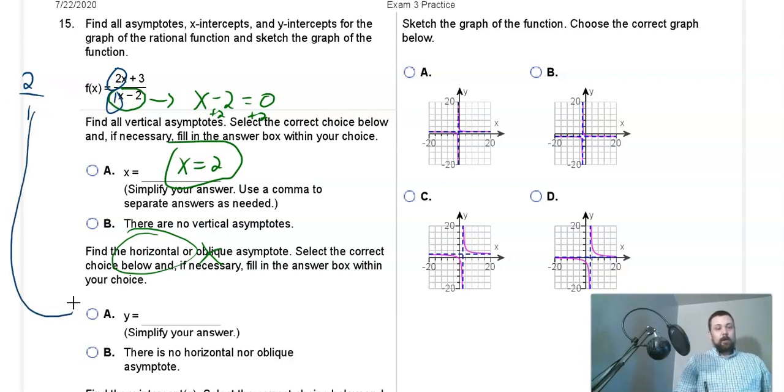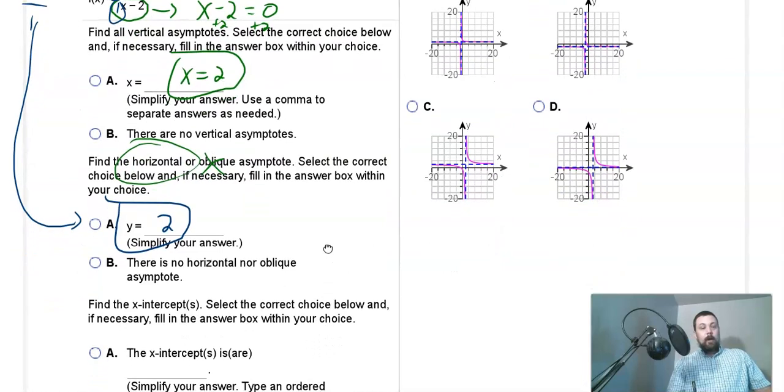2 divided by 1 gives me 2. And so the horizontal asymptote is y equals 2. That's a shortcut you can use when the degrees are exactly the same. The degree on top is 1, the degree on the bottom is 1, and so you can just take a ratio of those leading coefficients. If the degree on top is smaller than the degree on the bottom, then the asymptote is just y equals 0. That's the other shortcut that didn't come up in this review.